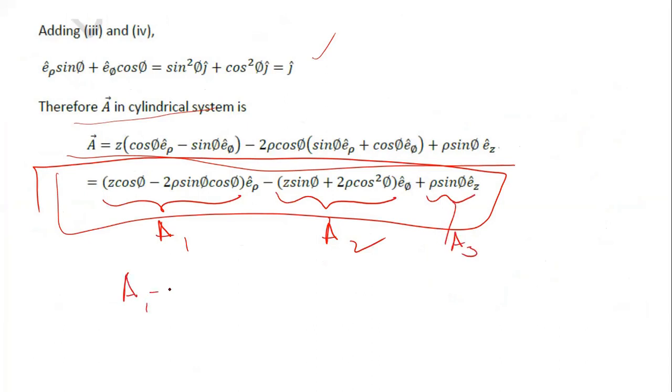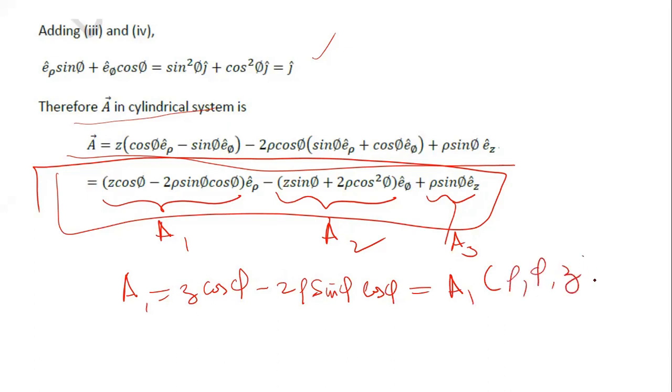As you see, A1 is z cos phi minus 2 rho sine phi cos phi. A1 is actually a function of rho, phi, and z. So this is what I meant by saying at the beginning, in the cylindrical system discussion also, the vector field A can be a function of the coordinate variables like u1, u2, and u3. Here the coordinate variables are rho, phi, and z. So these coefficients are functions of the coordinate variables u1, u2, and u3.